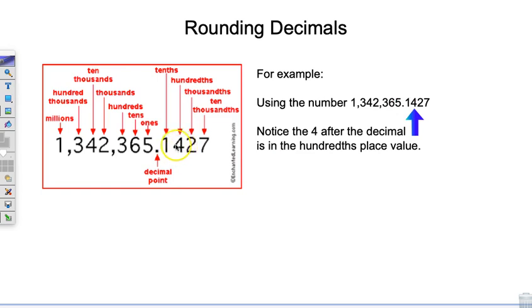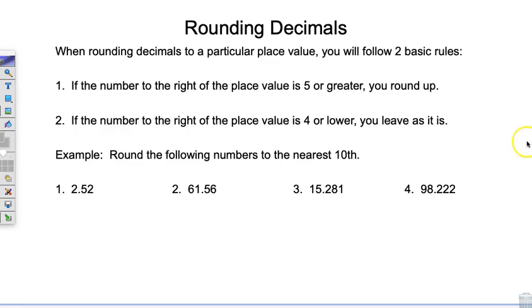This 4 right here, if you take a look above, it's pointing to the hundredths position. That means that that 4 is in a position called hundredths. The 2 is in thousandths, and the 7 is in 10,000ths. The 1 happens to be in the tenths place value. So as we start to do some example problems, you want to make sure that you're looking at the directions and know what place value you are being asked to round to.